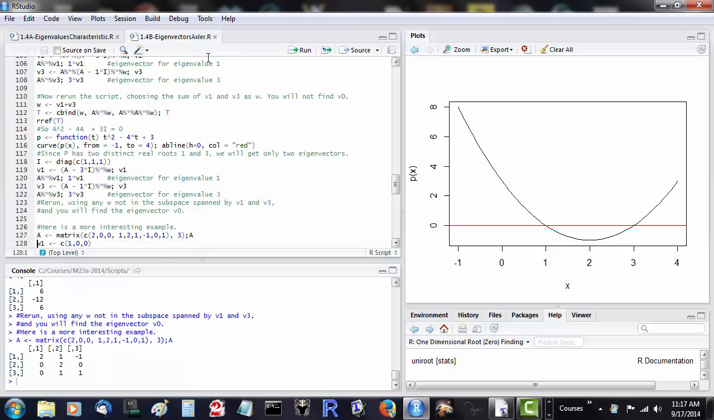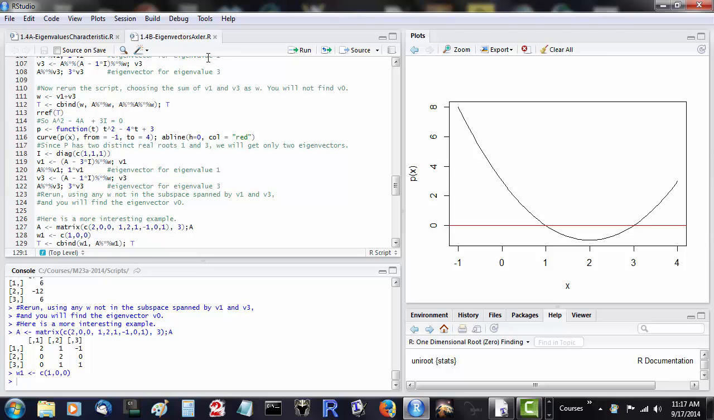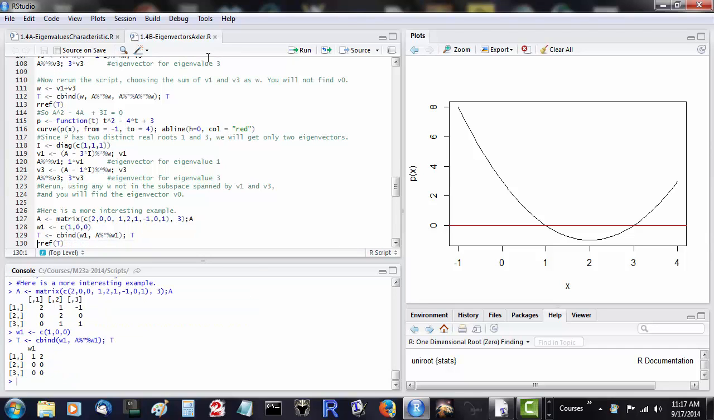Now here's a really interesting example. Another 3 by 3 matrix A. As my first choice for W, I will use the first standard basis vector. You say, that's a silly choice. That's already an eigenvector. Well, you're absolutely right.